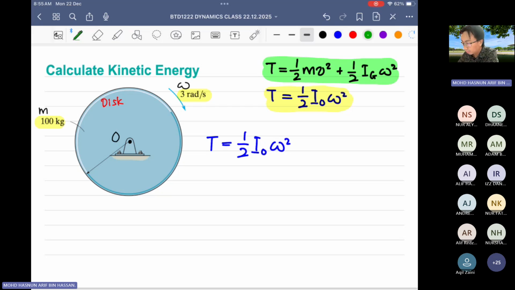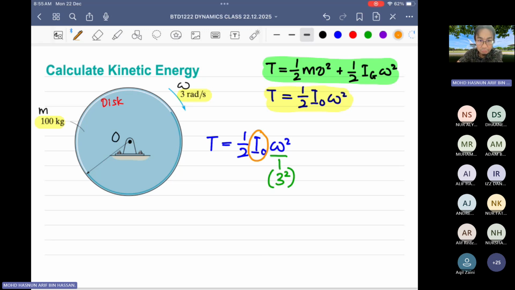Okay, so next step is we look at the formula. So omega is given. We have this as 3 radian per second. So this will be basically 3 square. What we need is Io. We do not have Io yet, so we need to calculate that. Okay, so now this is a thin circular disc.